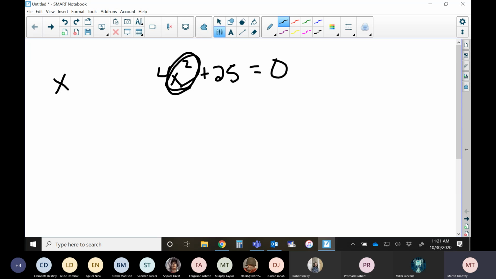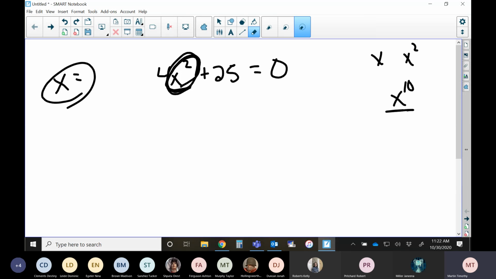Whenever there is one type of x, I don't care if it's an x, I don't care if it's an x squared, I don't care if it's x to the 10th power. If that's the only thing you see, you can get it to where it says x equals, also known as isolation. AKA, we're going to quarantine the x. Does everybody understand what I'm talking about here?